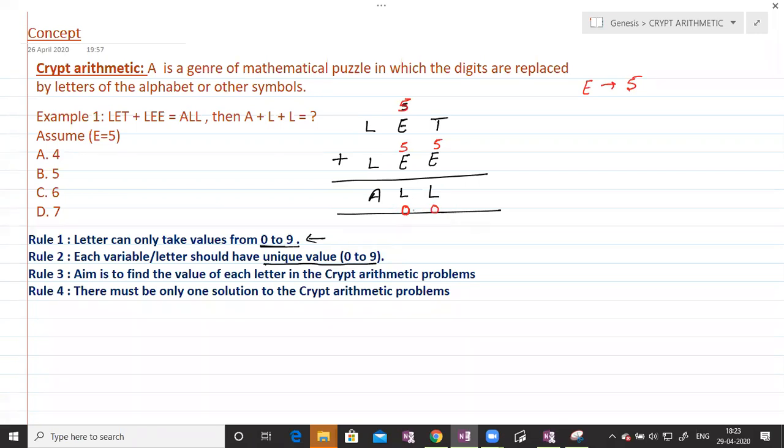So 0, 0 possible. If I take 5 here also, what happens? 5 given also to T, not possible, because 5 has been used already. Right? 5 has been given to E. I can't give 5 to T again. It's wrong. It means that L should not be 0. Very simple. So how do you find out? Let me erase this. L should not be 0 and T should not be 5.